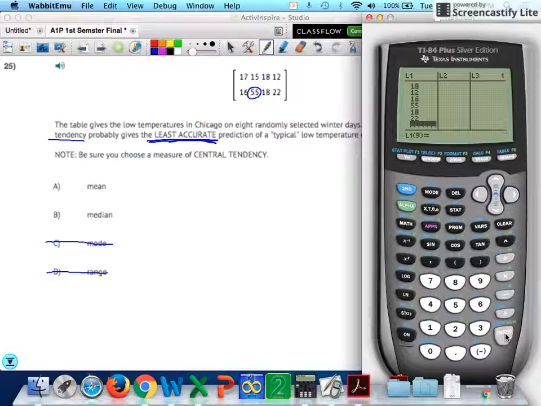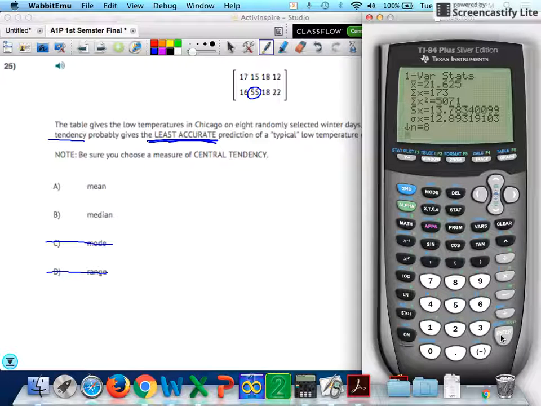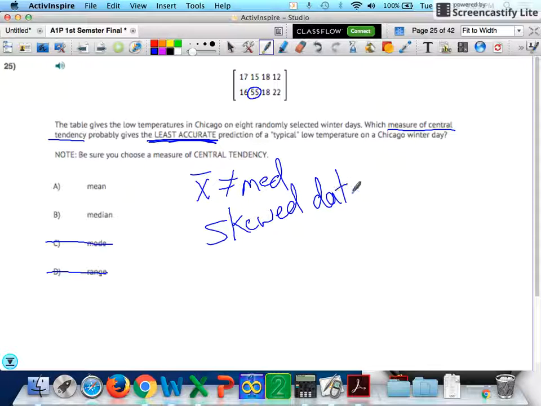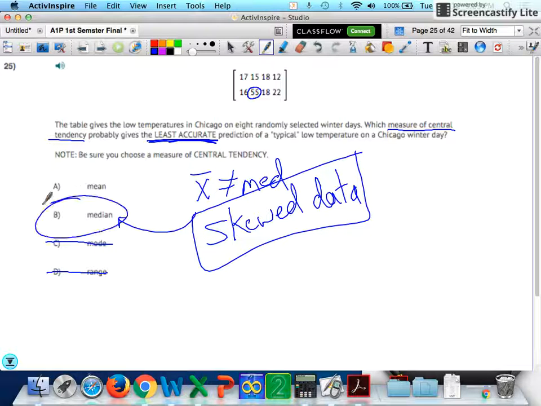For us to use the mean, our data has to be symmetric. For our data to be symmetric, we need our mean and our median to be roughly equal. Here's our mean at 21.625. Here's our median at 17.5. Okay, so our mean did not equal our median. That means we have skewed data. In fact, it would be skewed right. Skewed data always uses the median. Symmetric data always uses the mean. That was one of our big distinctions from that chapter.